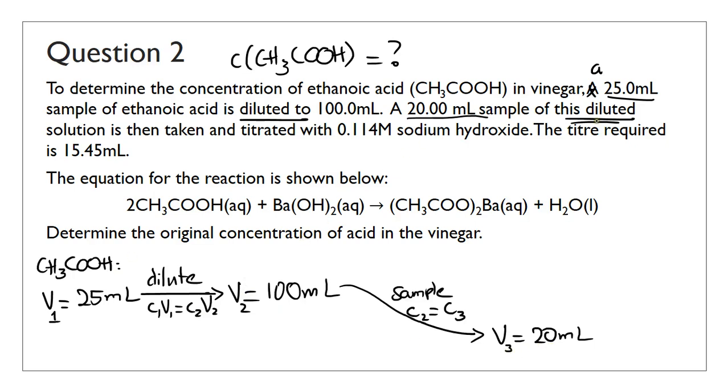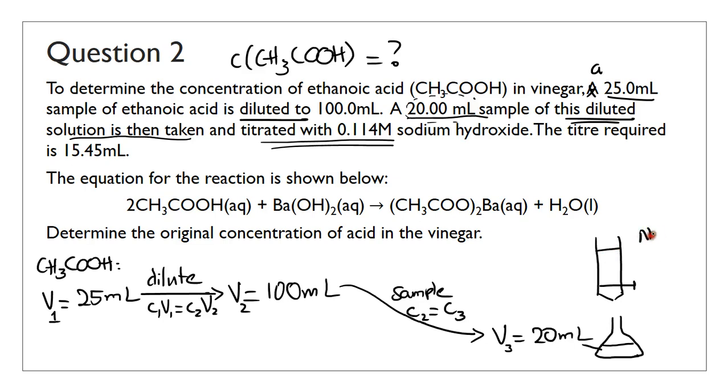All right, what happened? A 20 ml sample of this diluted solution is then taken and titrated with 0.114 molar sodium hydroxide. The solution that you already know the volume of is going to be the one that ends up in the conical flask. Whenever you see the word titrated, it means that a titration has taken place. So the 20 ml will be in the conical flask, which means that the sodium hydroxide must be in the burette. I can't draw, so my burette looks like a pencil, but we'll just get used to it. This is a burette, and in the burette you have sodium hydroxide, NaOH.